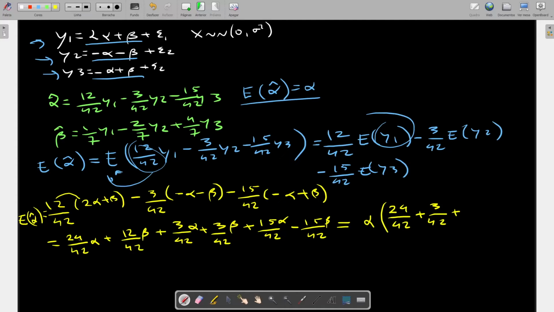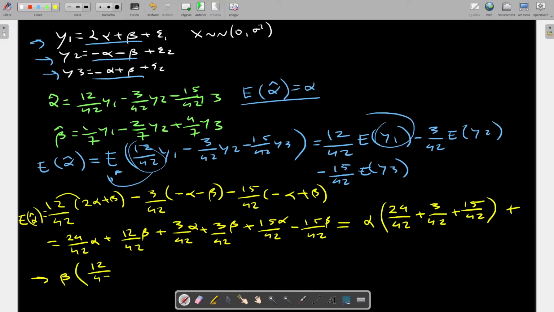So 24. We have 3. And then we have 15 divided by 42. This is the first one. And the second one, I'm running out of space. Let's keep going on this side. So this is plus beta, and then get all the elements inside.